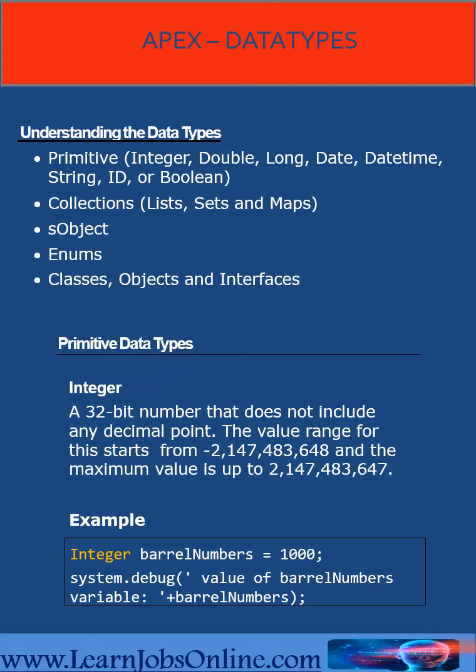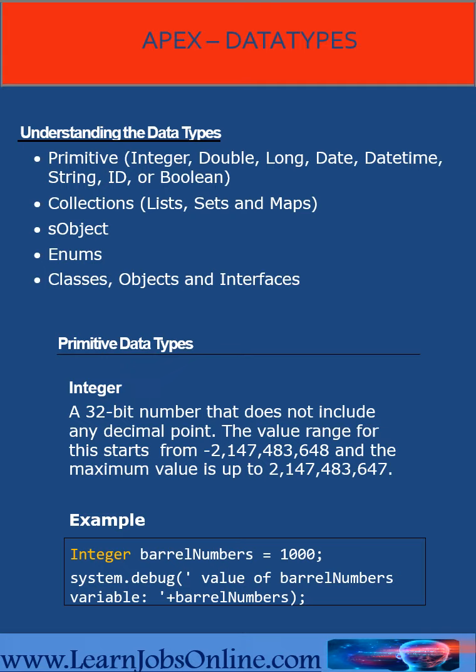An integer is a 32-bit number that does not include any decimal points. The value range for this starts with minus 2.1 billion and some, at a maximum value of up to 2.1 billion and some. And as you can see in the example, if you want to declare a variable which will store the quantity of barrels which need to be shipped to the buyer in our plant, then we will have the declaration as Integer, and then the name, which is barrelNumbers, and then equal to 1000.